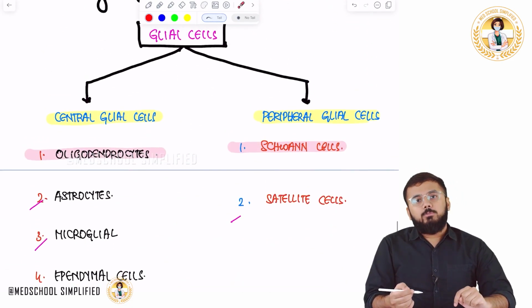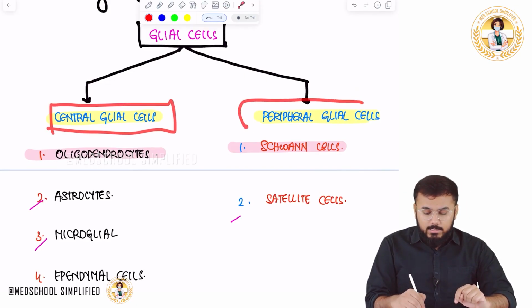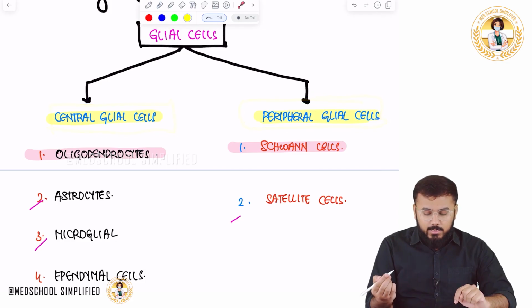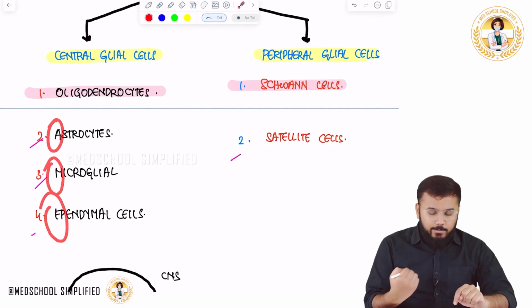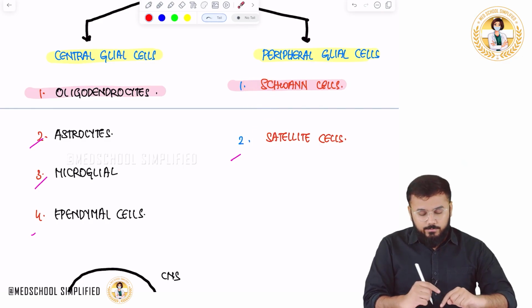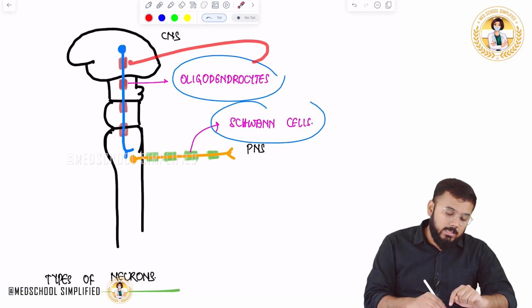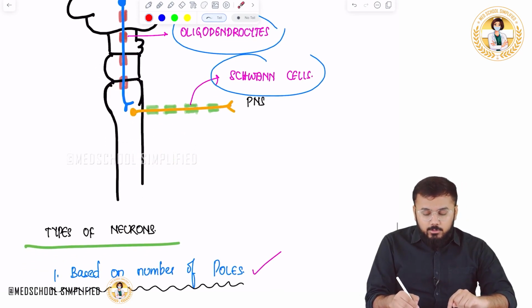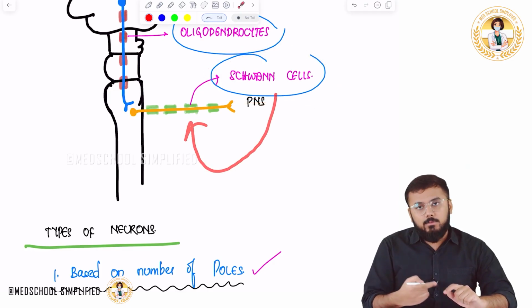There are two different types of glial cells: central glial cells and peripheral glial cells. Central glial cells are oligodendrocytes, astrocytes, microglial cells and ependymal cells. Here we have Schwann cells as well as satellite cells. Oligodendrocytes form the myelin sheath of the neurons located in the central nervous system, whereas Schwann cells form the myelin sheath of the neurons located in the peripheral nervous system.